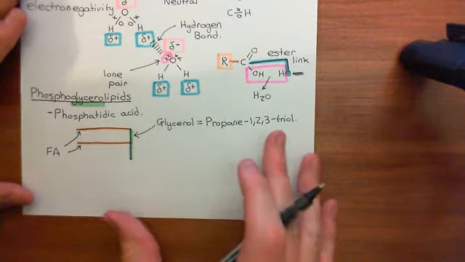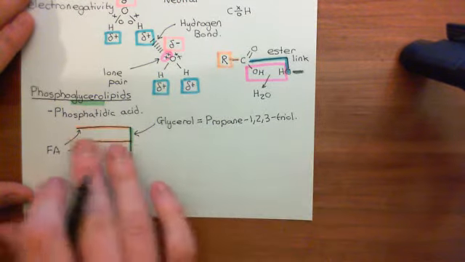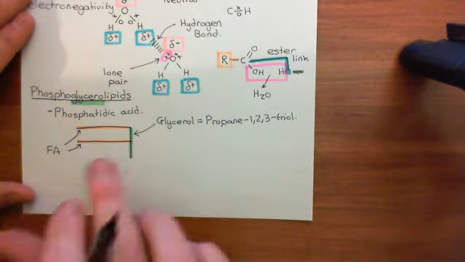Okay, now that structure that I've drawn so far is not phosphatidic acid. Instead, this is just diacylglycerol, which we'll come back to.